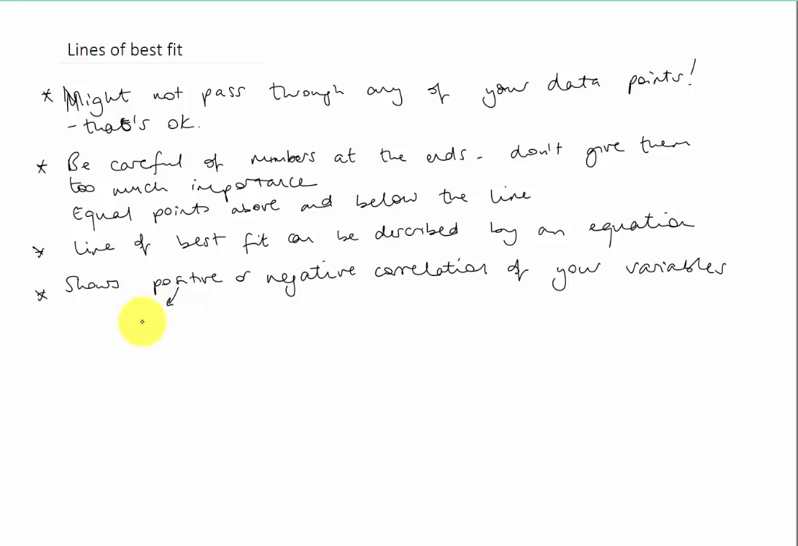So positive, that means x increases, means that y increases, and negative correlation means that if x increases then y decreases. But those are both types of correlation that show that your two types of data are linked. And finally, I think the last thing I want to say is to mention regression.